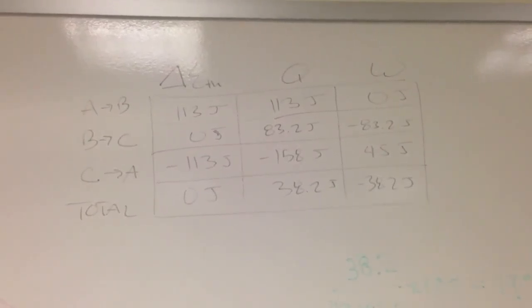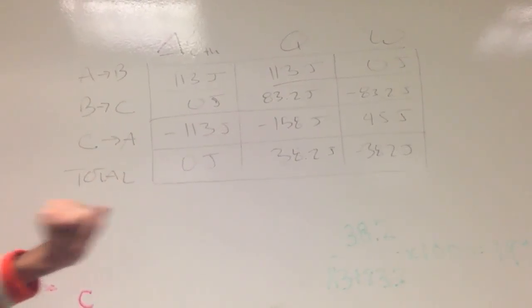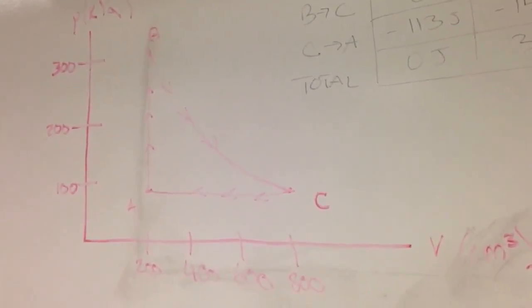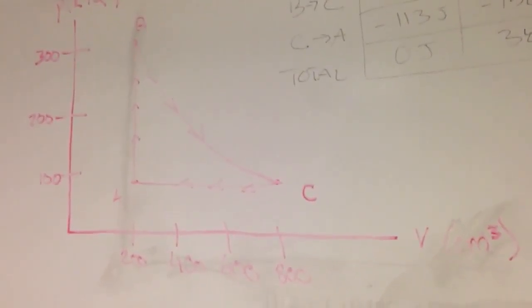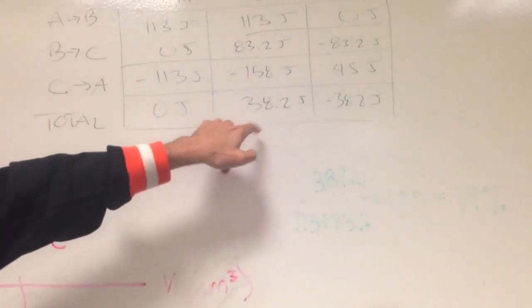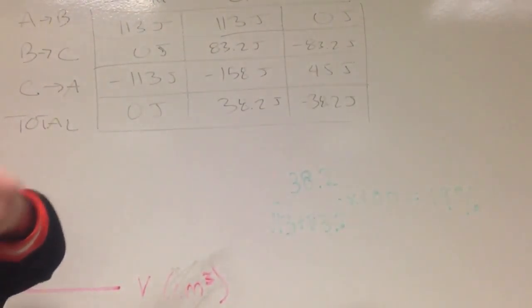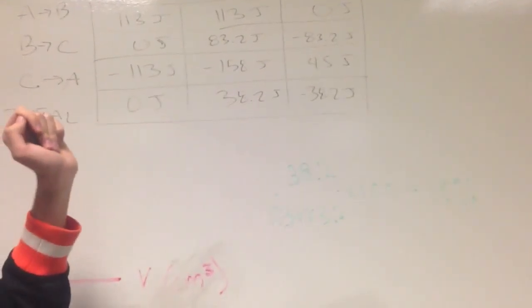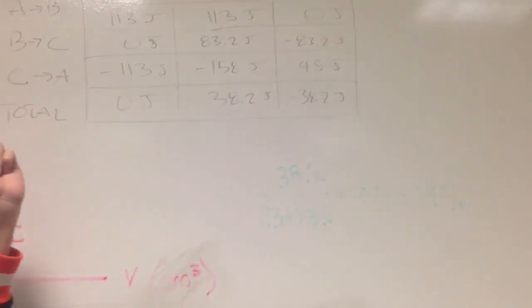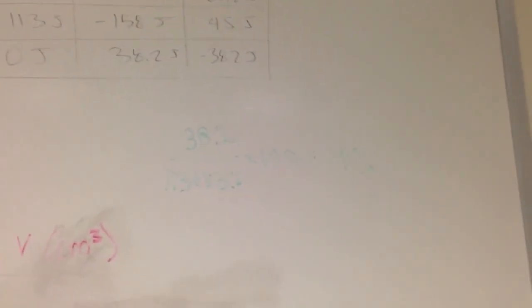Now the totals for the entire process, change in thermal energy is 0, which makes sense because we came back to our starting point. So net, there is no change in thermal energy. We got a total Q of 38.2 joules, and since change in thermal energy is the sum of Q and W, W must be negative 38.2 joules.